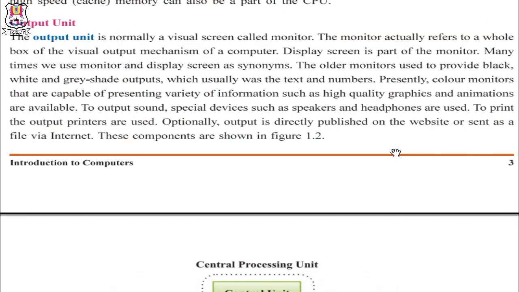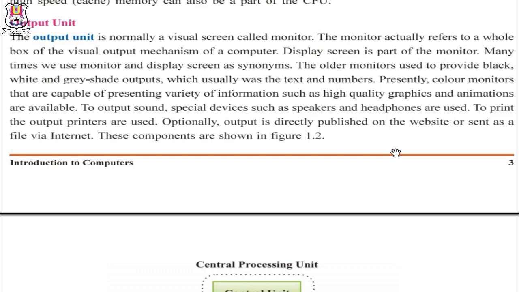The output unit. Output unit is normally a visual screen called monitor. The monitor actually refers to a box of the visual output mechanism of a computer. Display screen is a part of the monitor. Many times we use monitor and display screen as synonyms.